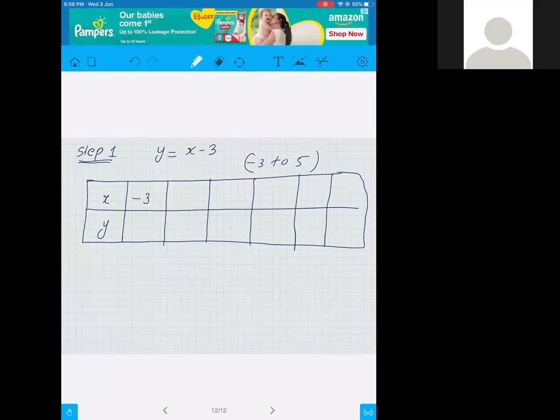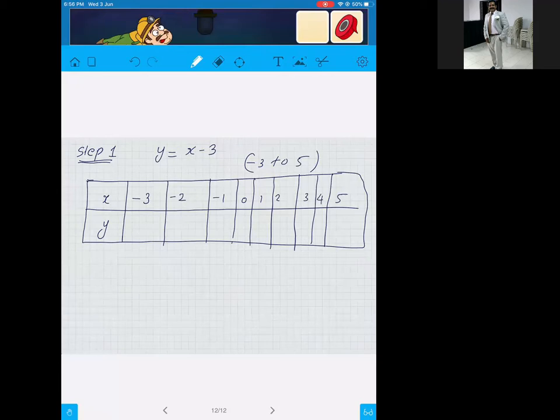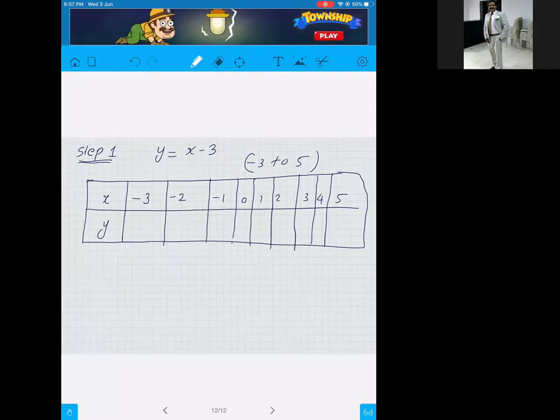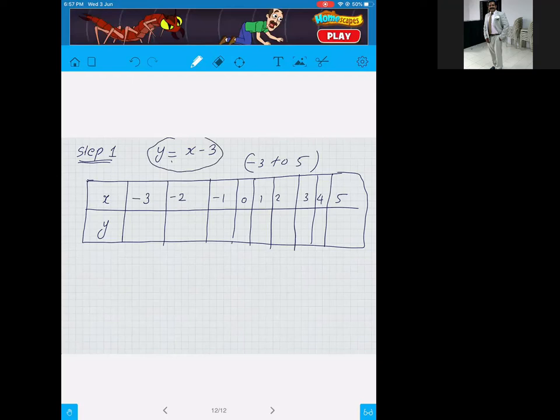Okay. So I'm taking some values from -3 to 5. So -3, -2, -1, 0, 1, 2, 3, 4, and 5. So I'm taking x value ranging from -3 to 5. Then you can plug in the values of x in each case to find the corresponding y. So we have an equation for finding the y.